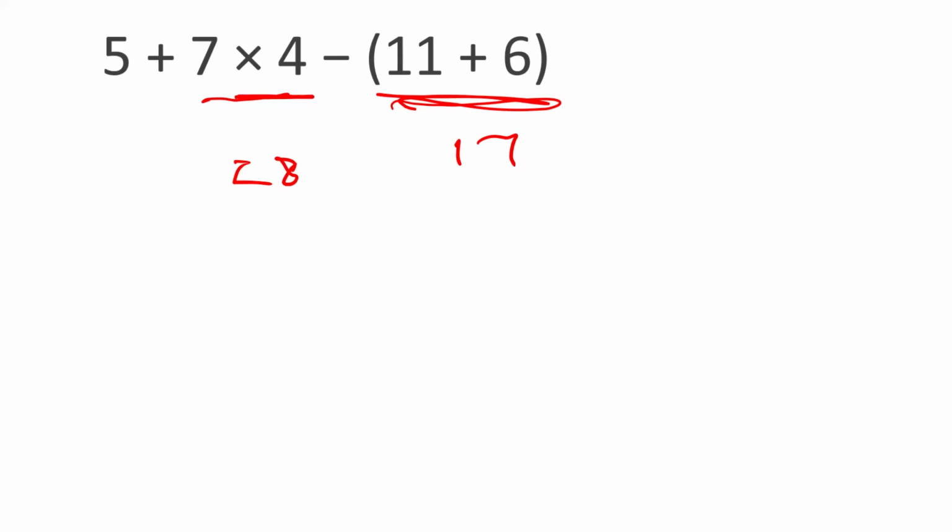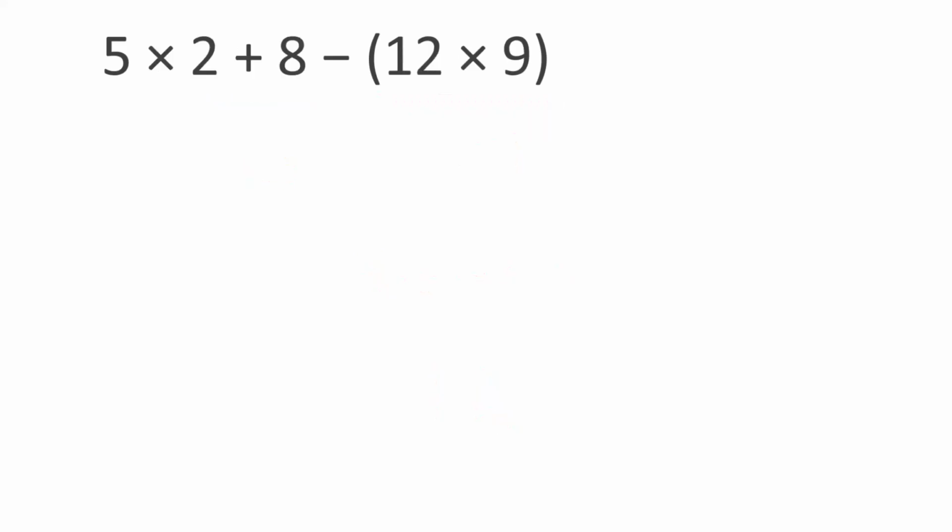Now we're down to our addition and subtraction, and we just go left to right. So 5 plus 28, that's 33, minus 17. So what we actually have now is 33 minus 17. That's what this problem really all comes down to. And that's going to give our final answer of 16.